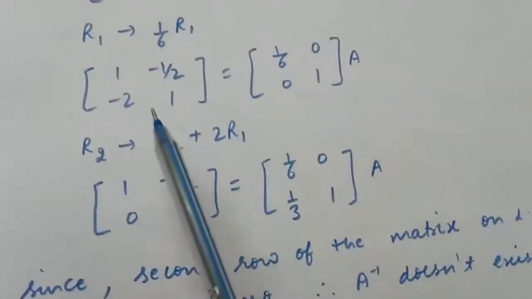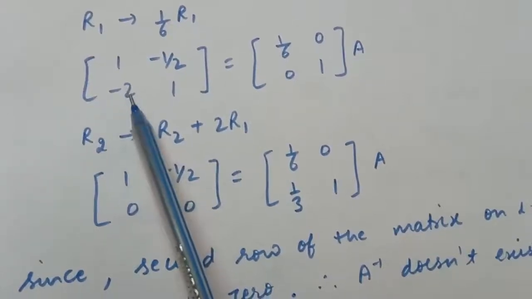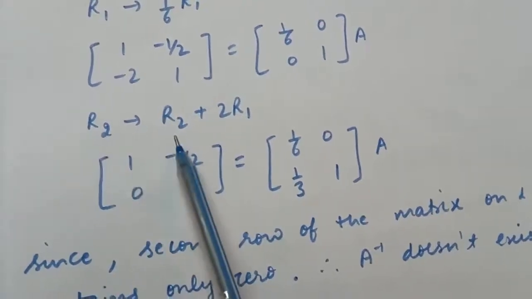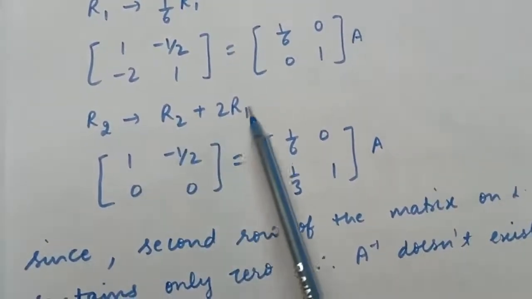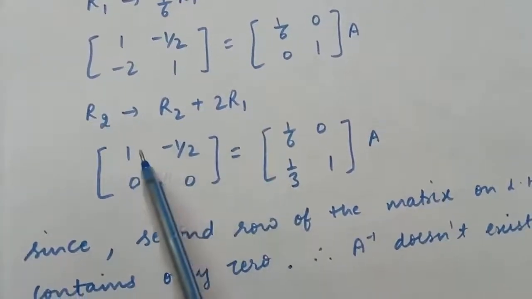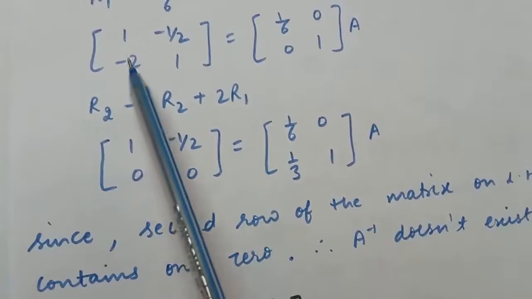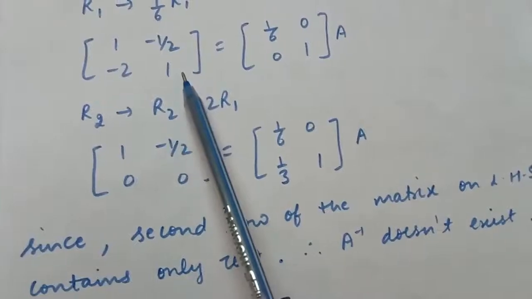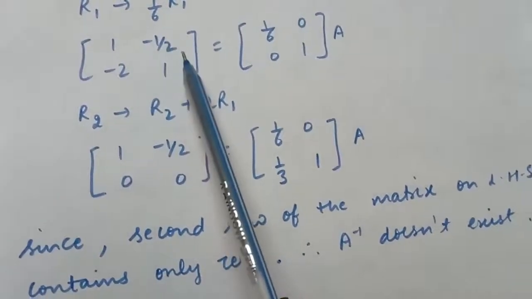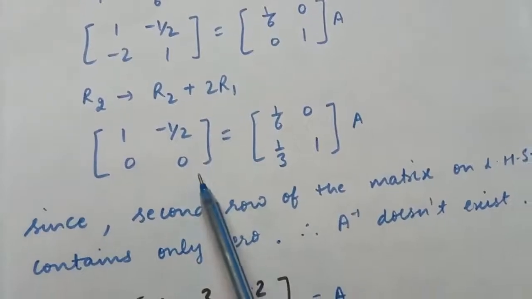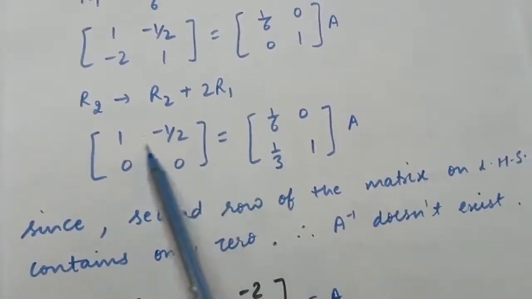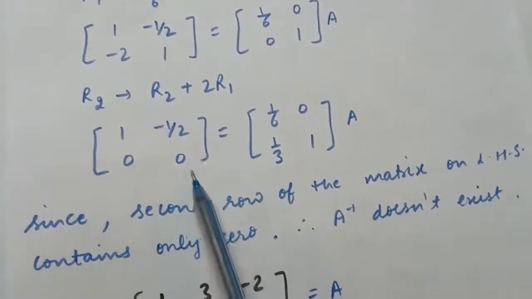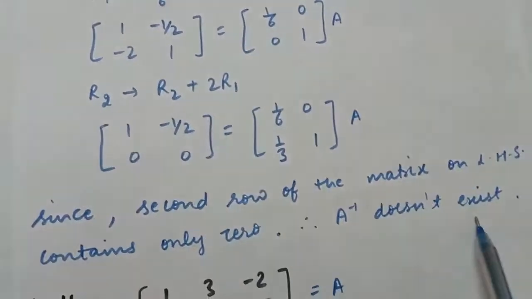Now we will make this minus 2 into 0 with the help of this 1. So applying the operation row 2 changes to row 2 plus 2 times row 1, right? Now see, row 1 will remain the same, row 2 will be minus 2 plus 2 into 1 is 0 and 1 plus 2 into minus 1 by 2 will also be 0. Now you can see the complete second row contains the element 0. Therefore, we can say A inverse does not exist.